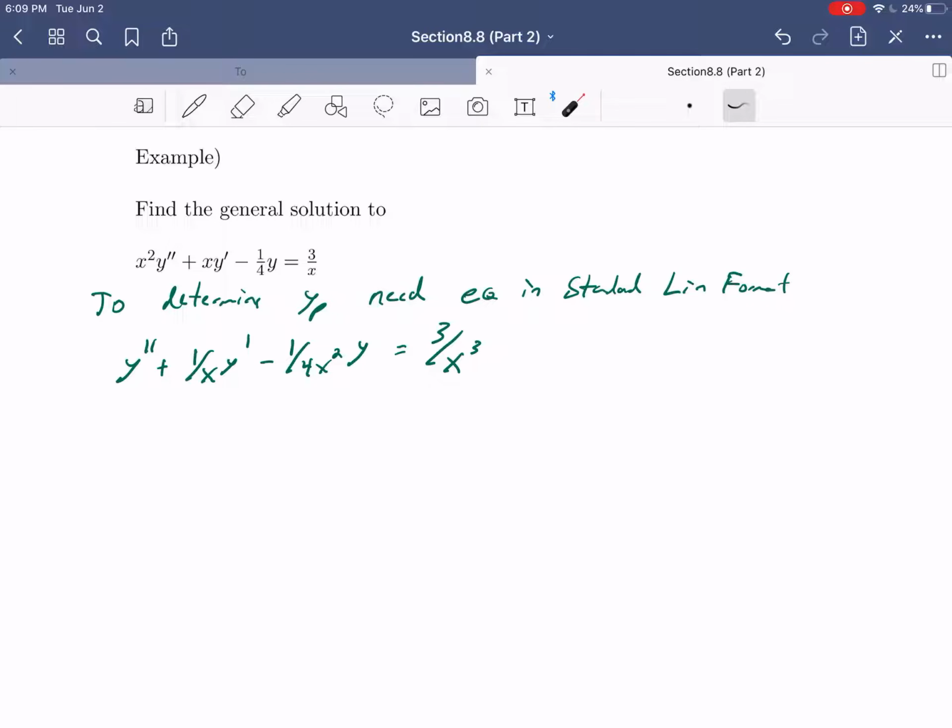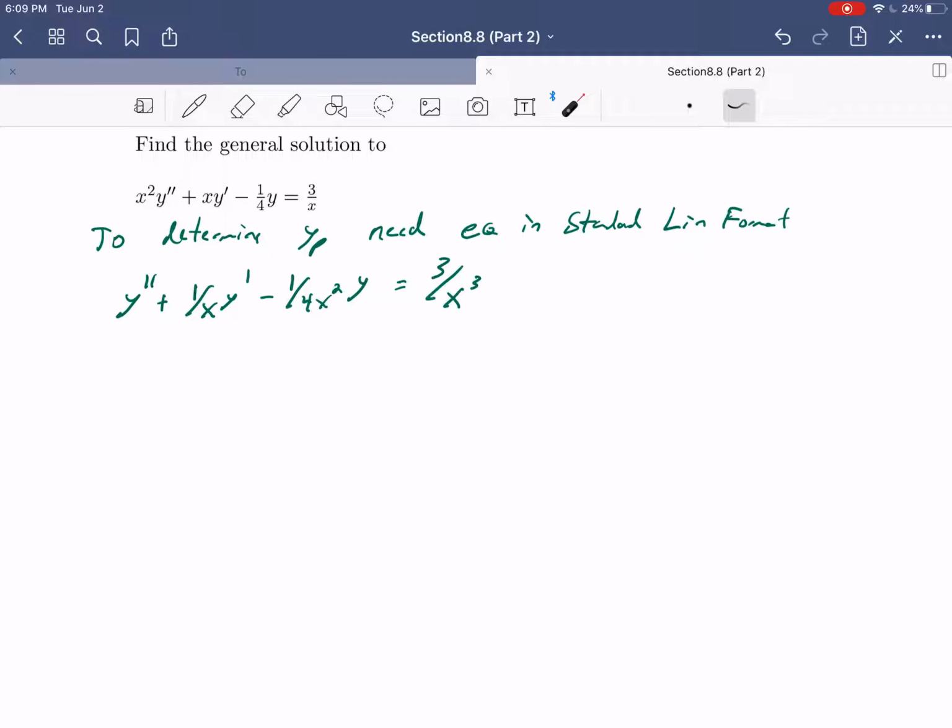Now, again, I really just want to mention that this moment where we're dividing through by x squared should feel very familiar to you when you learned how to deal with first order linear differential equations and you had to put it in the standard linear format to figure out the integrating factor. Whenever you're using these things that apply to linear differential equations in general, you want them to be in that standard linear format.